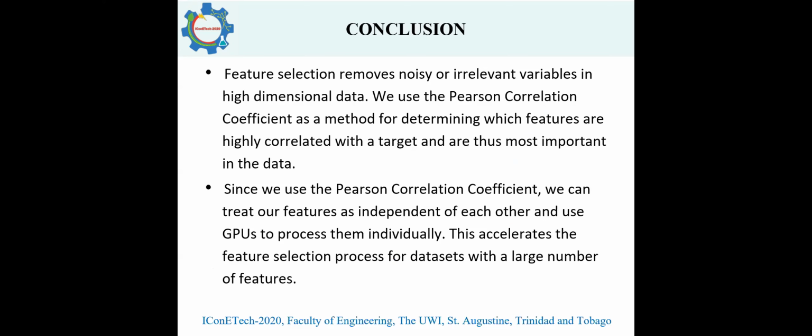So the conclusion of our work is that Pearson correlation is an effective method for univariate feature selection, and since we can do the calculations independently, we can use GPUs to significantly accelerate the process for large data sets with a large number of features.